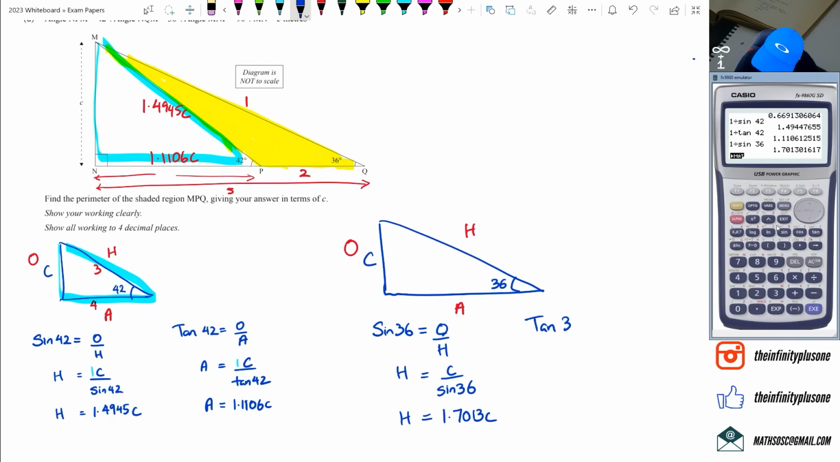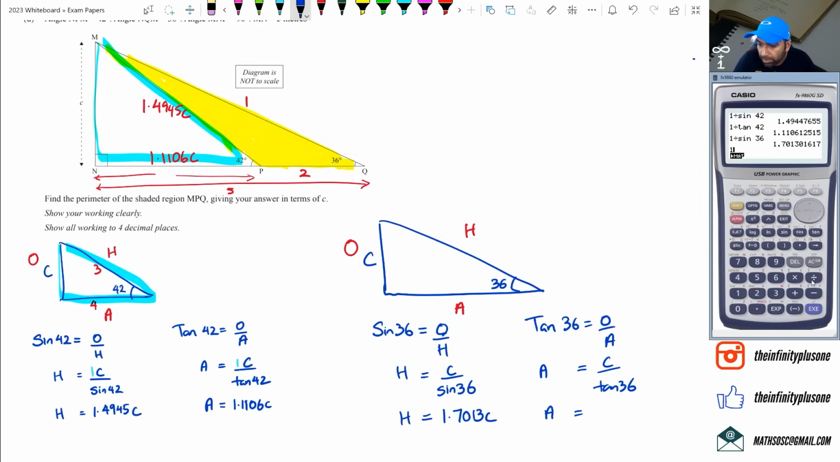I'm going to repeat the same for adjacent. So tan 36 is equal to opposite over adjacent, and then adjacent is equal to C divided by tan 36. Adjacent is equal to, I'm going to do 1 divided by tan 36, which is 1.3764.